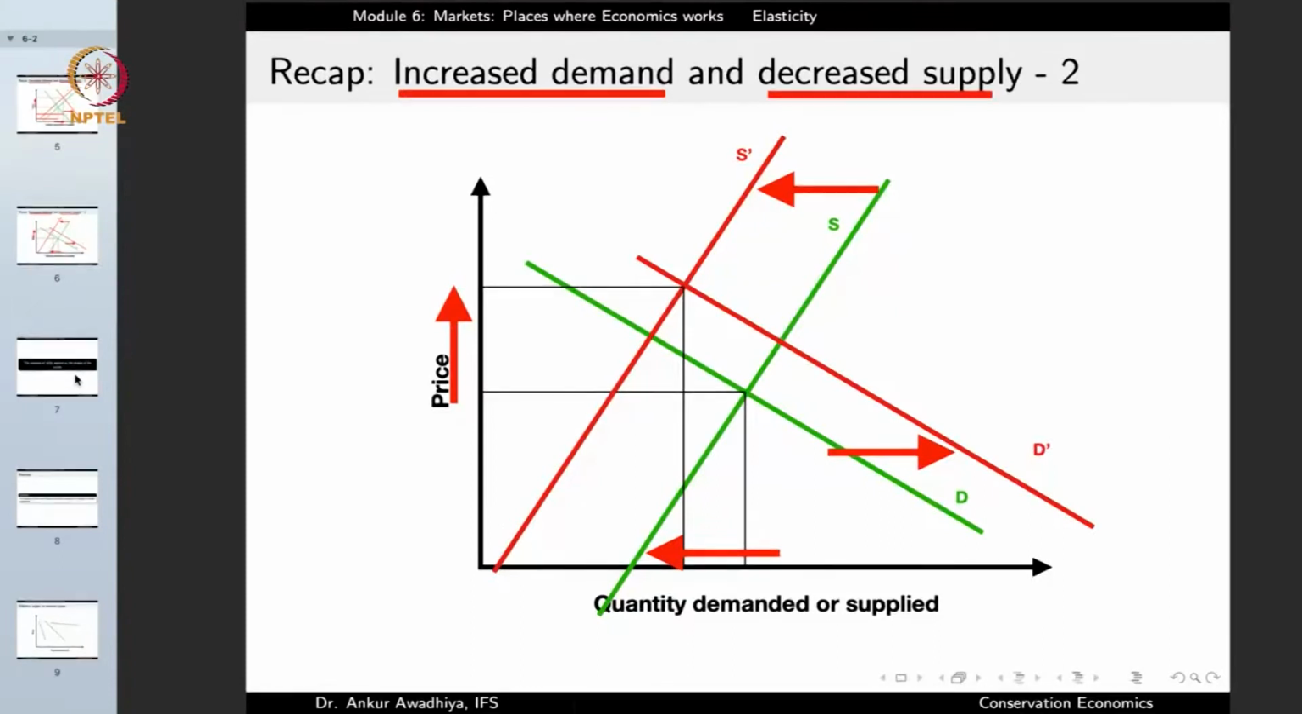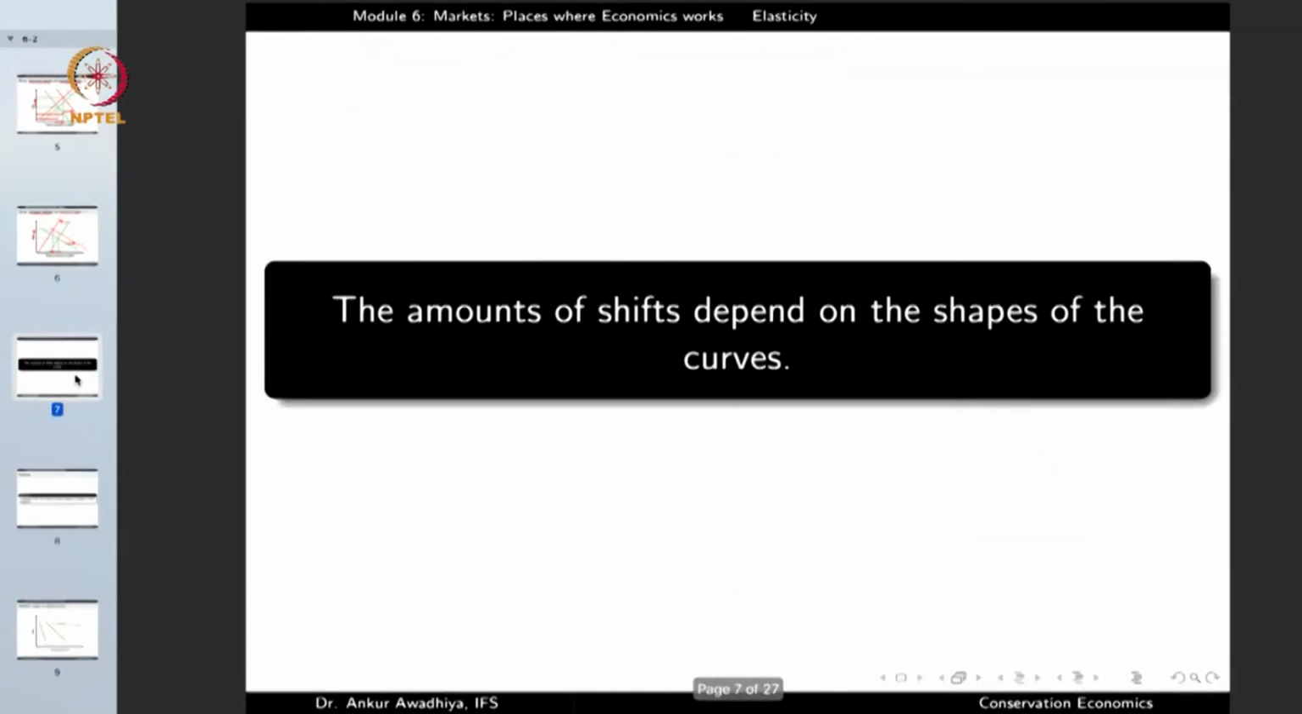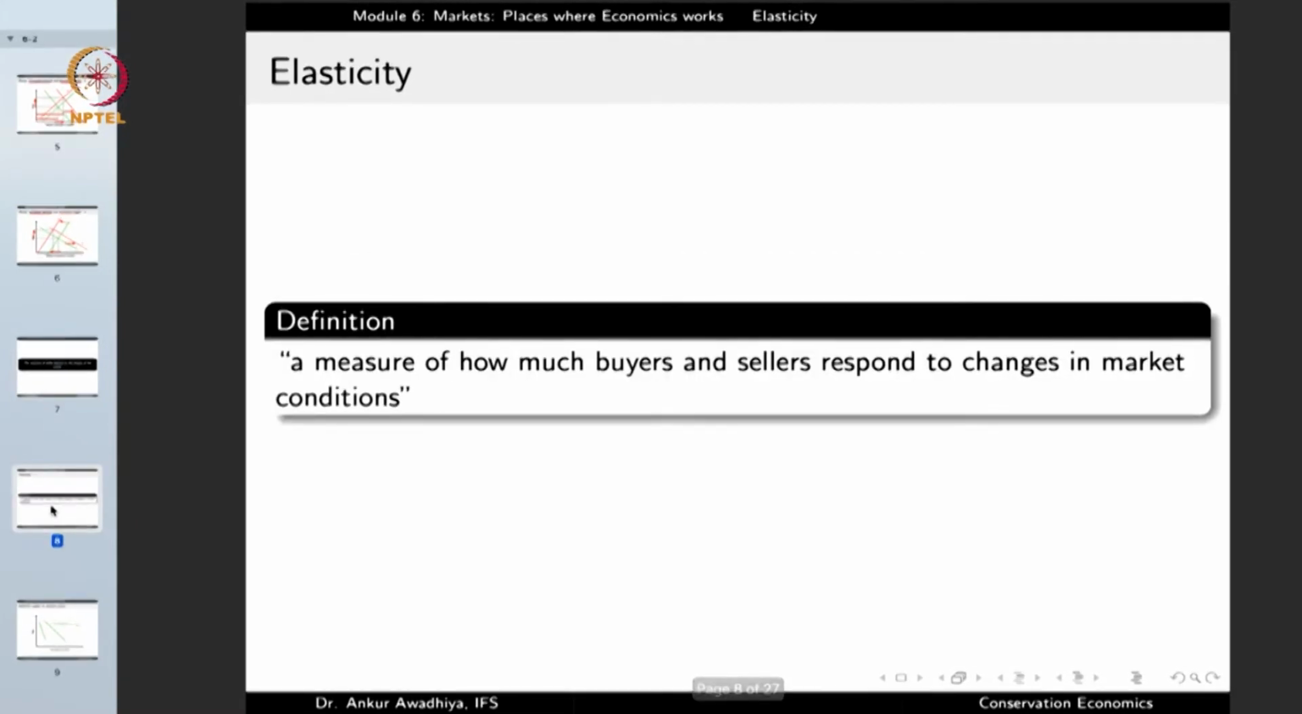And that brings us to the topic of elasticity. The amount of these shifts depends on the shapes of the curves. And that tells us about the elasticity of demand and supply. We define elasticity as a measure of how much buyers and sellers respond to changes in the market conditions.